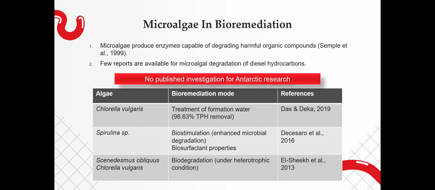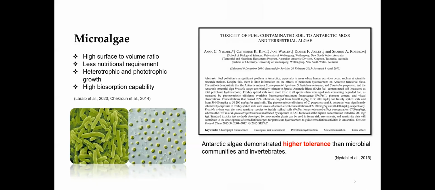Some of the very popular tropical hydrocarbon degrading microalgae species include Chlorella, Scenedesmus, and Selenastrum. Nevertheless, microalgae show promising results in biotransforming recalcitrant hydrocarbons such as naphthalene and phenanthrene. The use of microalgae is advantageous in bioremediation as they possess a high surface to volume ratio and less nutritional requirement compared to bacteria. They can also adapt to mixotrophic growth, and they have high bioabsorption capability. They are potential remedial agents for the removal of various toxicants, and it is reported that Antarctic algae demonstrated higher tolerance than microbial communities and invertebrates of the region.